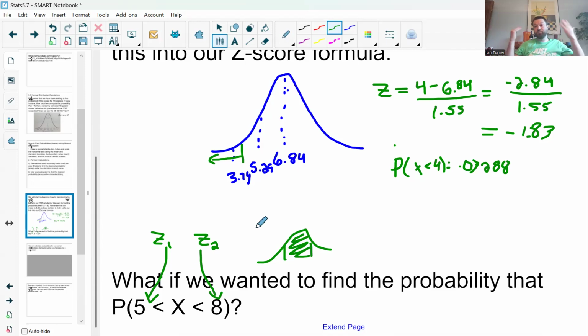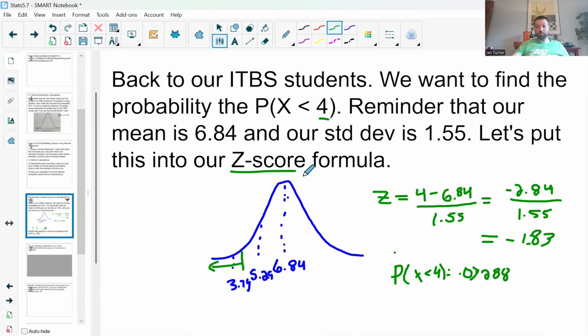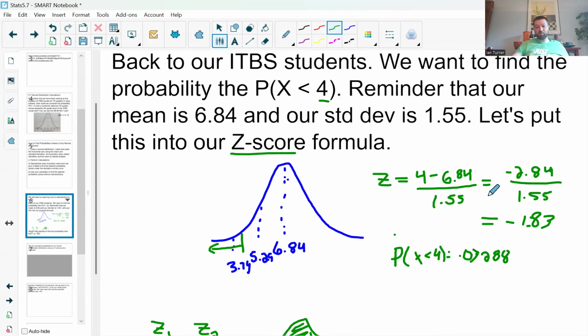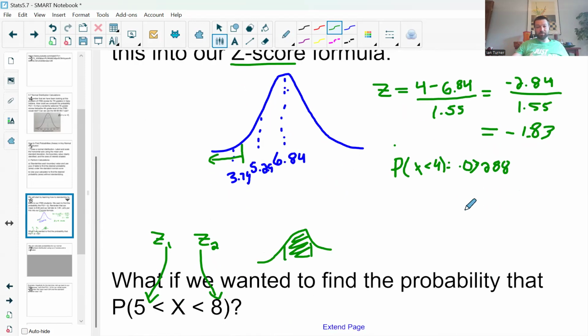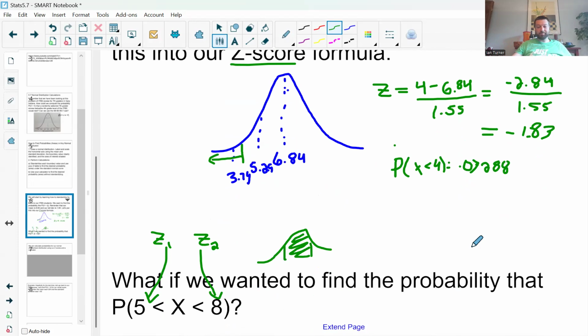Okay, so that's how you calculate your area by hand using z-scores. Okay, it's not that bad. You guys have done z-score before, and then you just use the table and you look it up. So you just standardize the score, look it up, and do that. Okay. Cool.